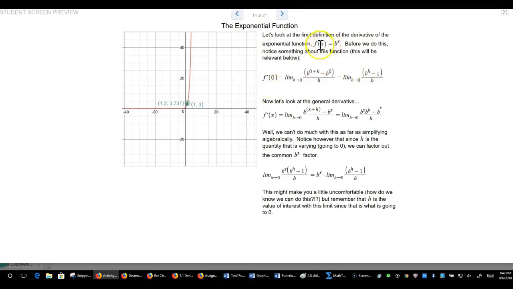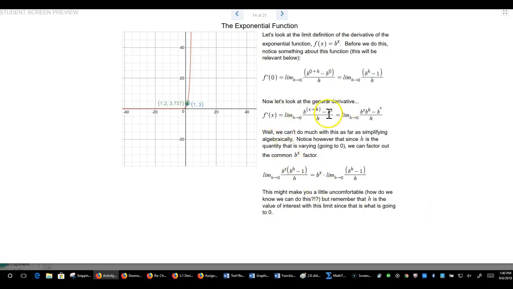So if f of x is b to the x, let's first find f prime of 0, and the only reason I'm doing this is because it's going to be one of those things that we need to use later. So when I apply the difference quotient at x equals 0, I get this limit. The limit as h goes to 0 of b to the h minus 1 over h. So we're just going to put that aside right now.